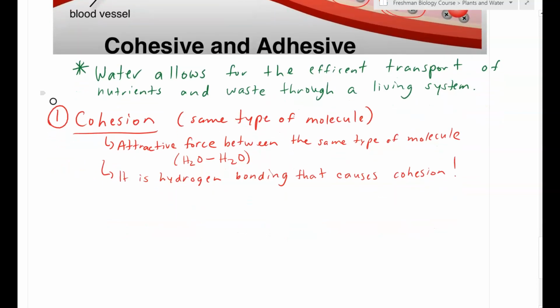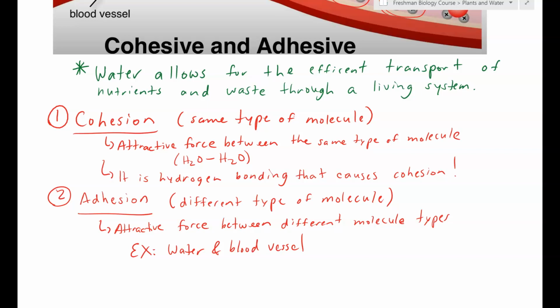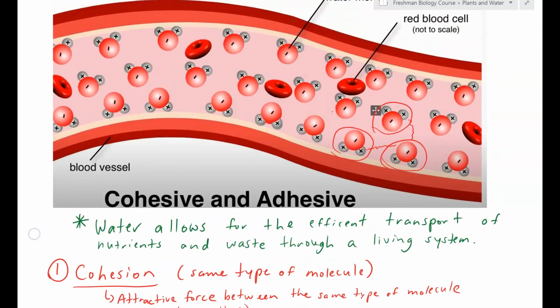The second example would be adhesion. Adhesion would be like water in a blood vessel, like in our example here, but it is the attractive force between different molecule types. All right, so cohesion and adhesion are both going to be very important properties of water.